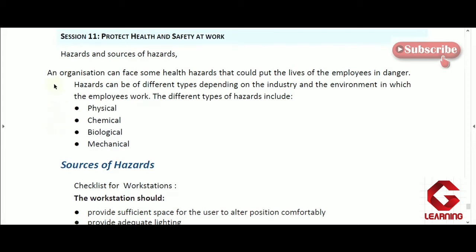So first of all, an organization can face some health hazards that could put the lives of the employees in danger. In an organization various hazards and accidents are possible, and because of those hazards and accidents sometimes employees get mild injury, sometimes severe, and sometimes employees lose their life also. Now, the hazards employees face in an industry vary based on the industry and where that industry is established.